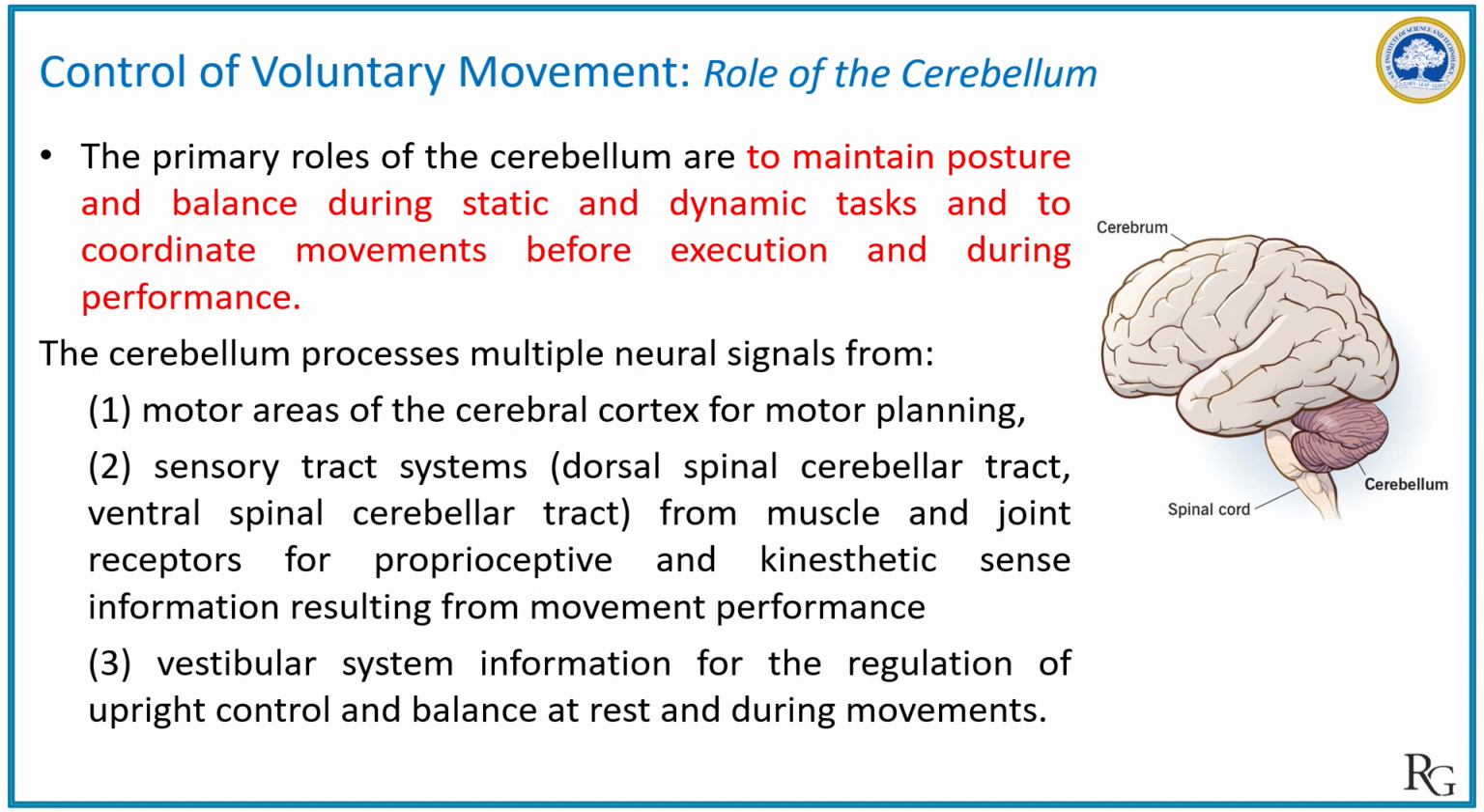These signals travel through the dorsal and the ventral spinocerebellar tracts, giving the cerebellum real-time feedback on how the movement is actually being performed. Third, it gathers information from the vestibular system, which helps regulate upright posture and balance, whether we are standing still or moving through space. By combining all these signals, the cerebellum acts like a real-time error correction system, comparing the intended movement with the actual performance and making necessary adjustments to produce smooth, coordinated, and balanced action.